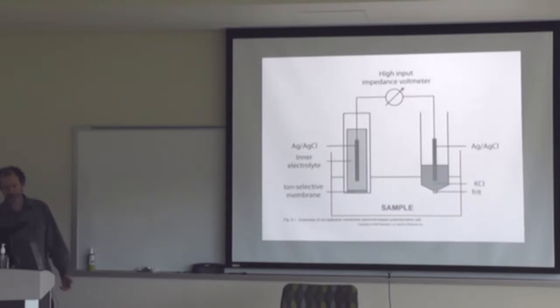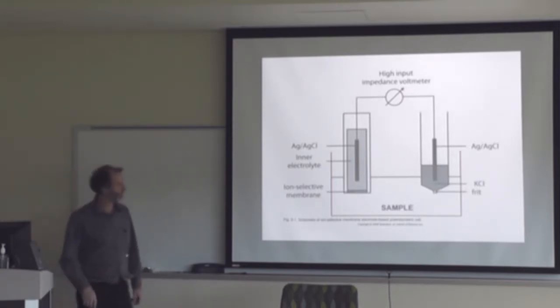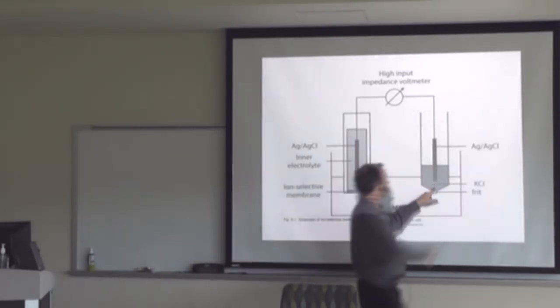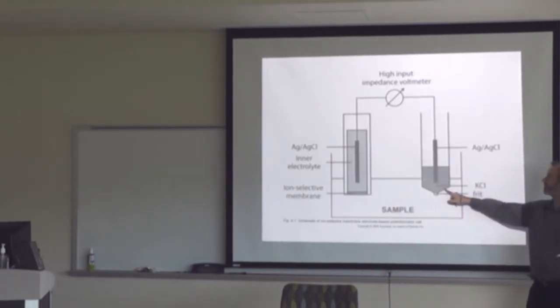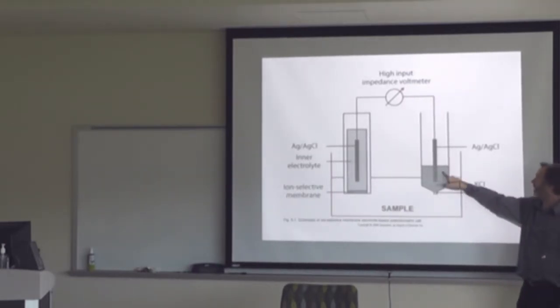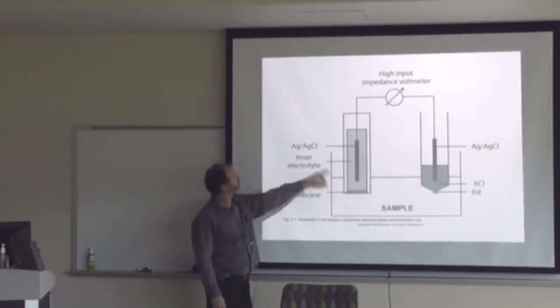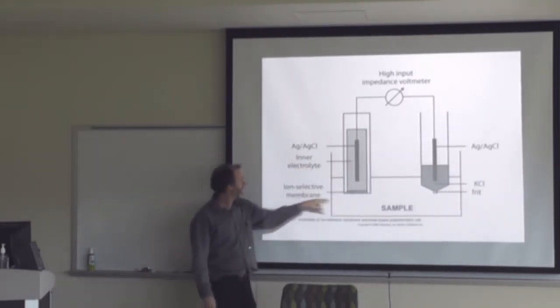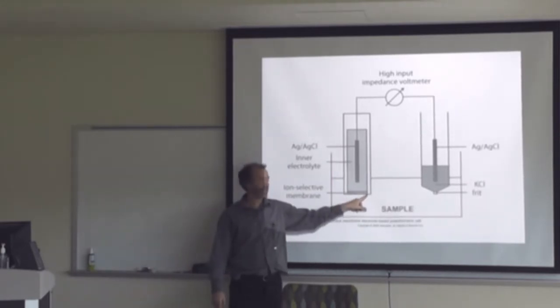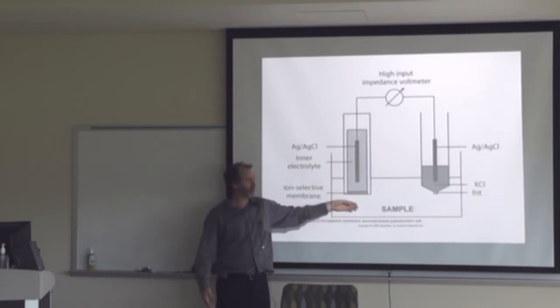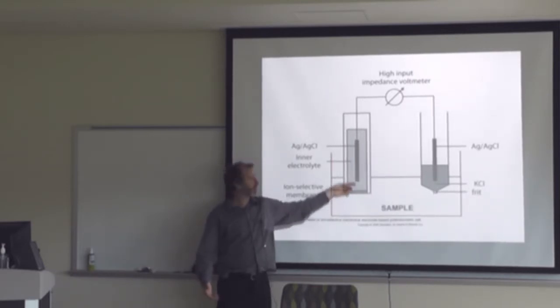And this shows you a typical potentiometric cell where you're going to have some reference electrode right here, this is your silver chloride reference electrode. You have silver and silver chloride in solution with a potassium chloride solution, and some sort of frit. And then this is your ion selective half cell, where again you have a silver chloride inner electrolyte, and then some ion selective membrane that's going to interact with your sample. The concentration of whatever ion this is selective for will cause a potential difference across the membrane.